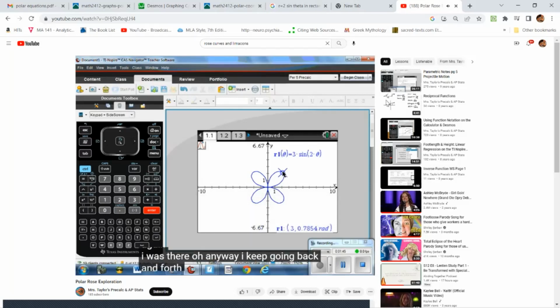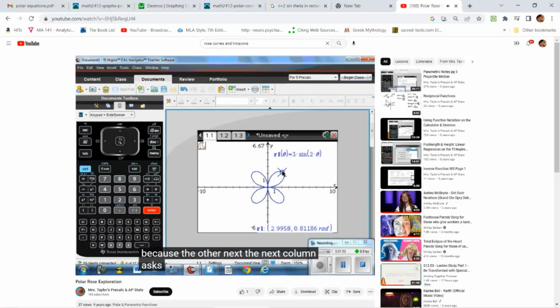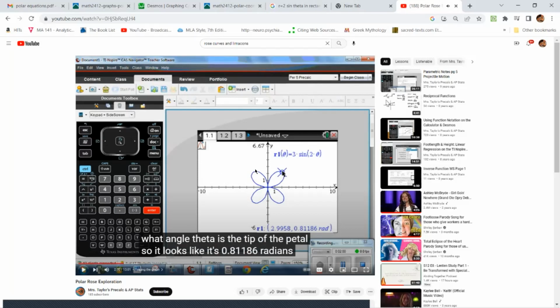Anyway, looks like 3. Now the question is, where is it 3? Because the next column asks, at what angle theta is the tip of the petal? So it looks like it's 0.81186 radians. So now she's asking you what is this angle, right?